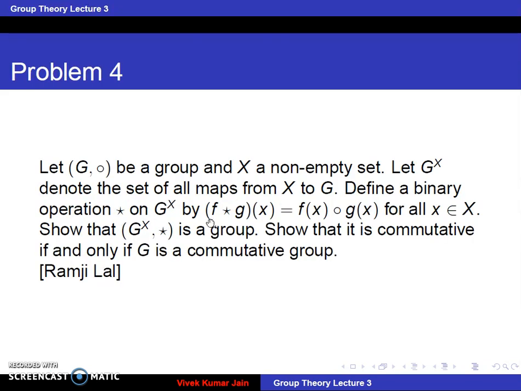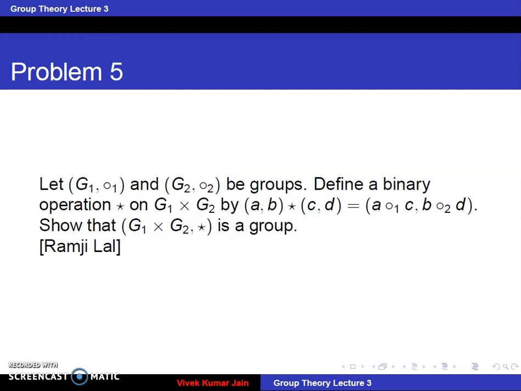Next question. Let G be a group and X be a non-empty set. Let G to the power X denote the set of all maps from X to G. Define a binary operation star on G to the power X by (f star g)(x) equals f(x) o g(x) for all x in X, so that G^X with respect to star is a group, and it is a commutative group if and only if G is itself a commutative group. This problem has been taken from the book of Ramji Lal.